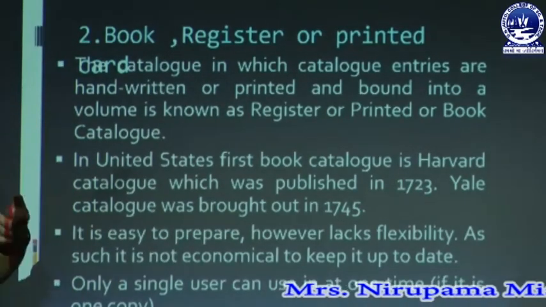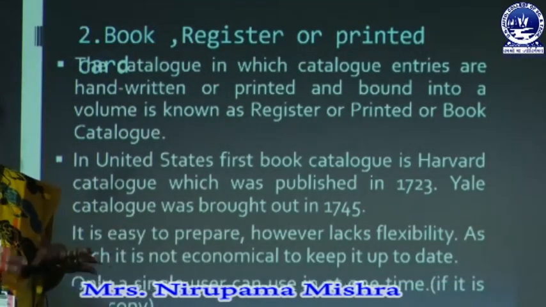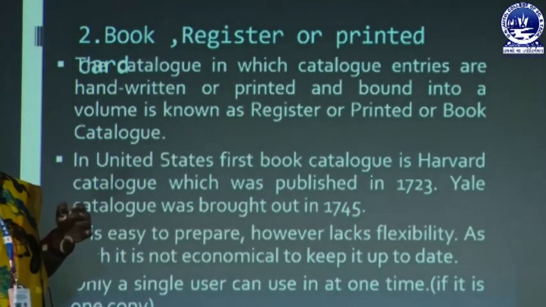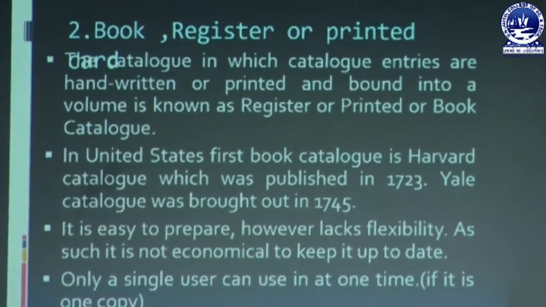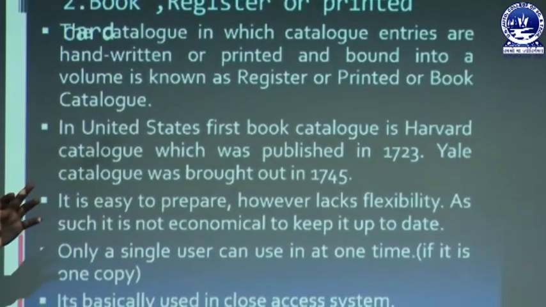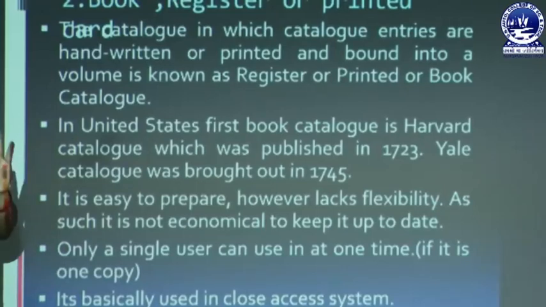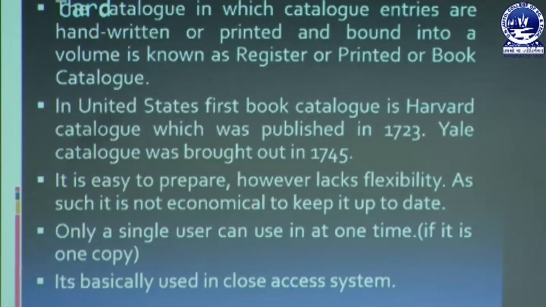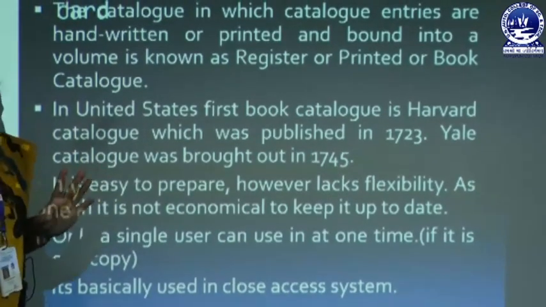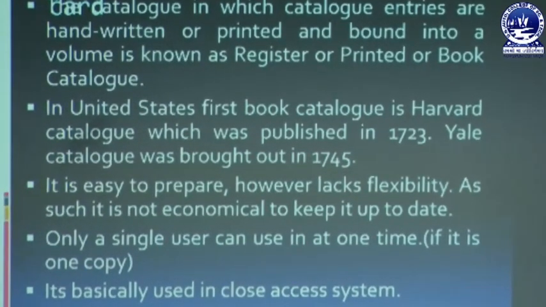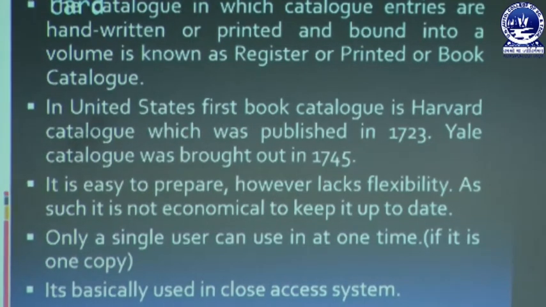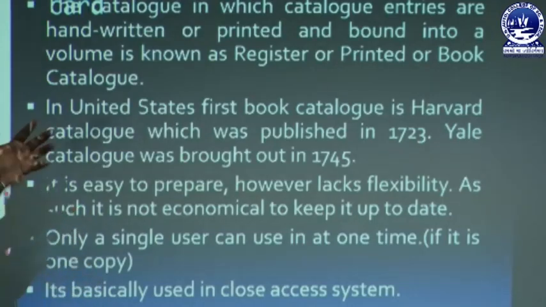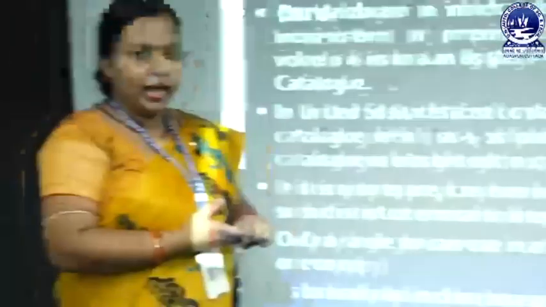All the information related to the catalog is written or printed out. Only a single user can use it at one time. After one user finishes, another user can use it. If only one copy is available in the library, one user can access the information at a time. After that, another can look up information.